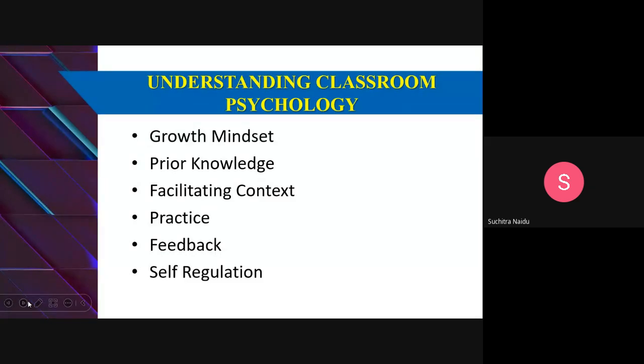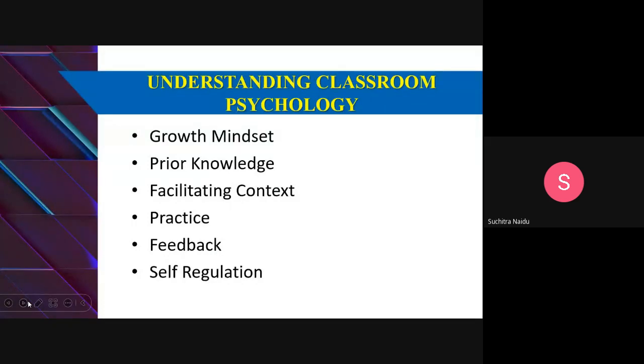Then coming to facilitating context. As I already told you, whatever topic I'm teaching now has to link with a real-time situation. Simply teaching some topic which has no existence today will create a lack of interest in the student. The student always wants to know, why am I learning this? So link the present topic with the real-time situation.